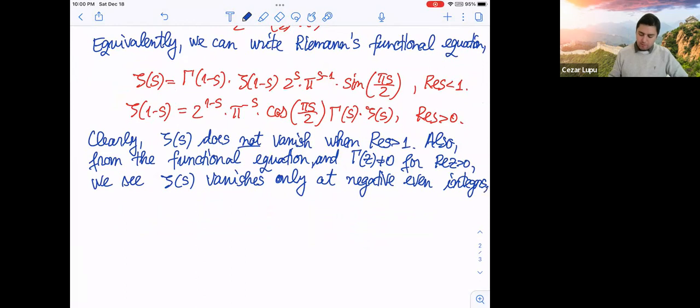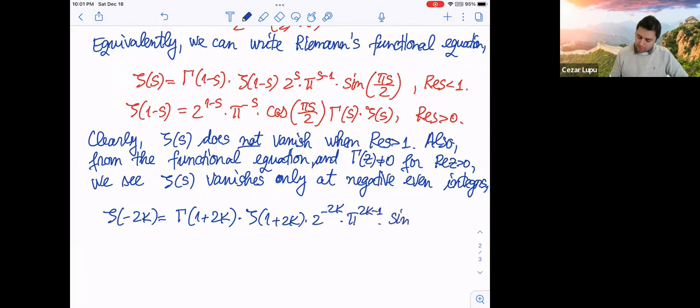We say that zeta of negative 2k, if you want to write it, we can write it in this way. It's good if we just plug it in here. So this will be gamma of 1 plus 2k times zeta of 1 plus 2k times this guy here. So this, and then we'll have negative 5k. This guy here will be 0. So the entire thing will be 0.